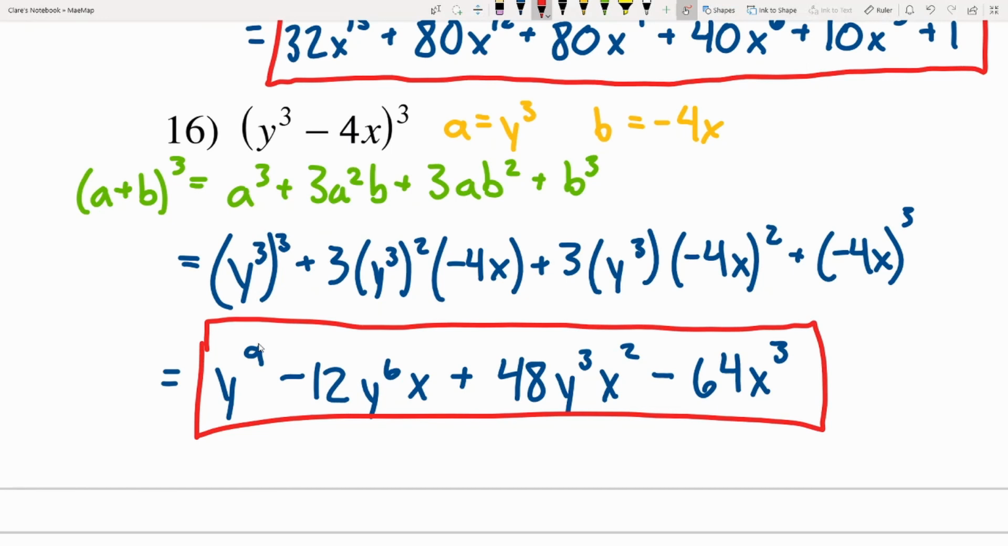If you need help with factorials, I've got a video on that. If you need help with summations, I'll post a video soon on that. So sigma notation, feel free to look at that. And hopefully you learned that new trick using Pascal's triangle for this binomial theorem.